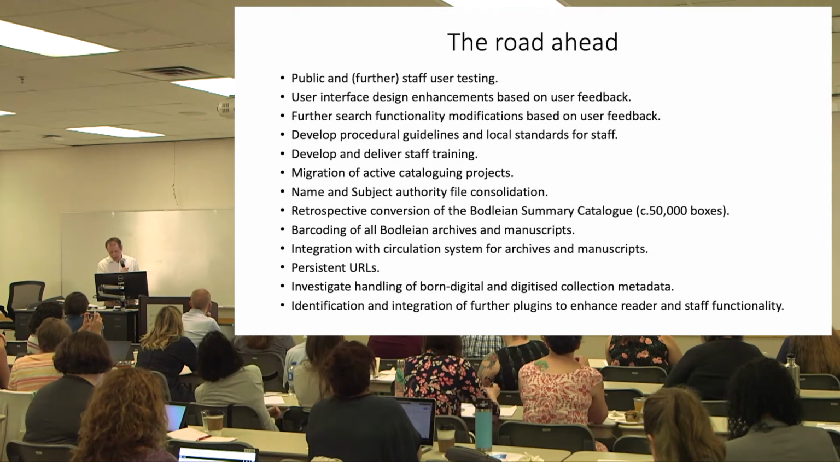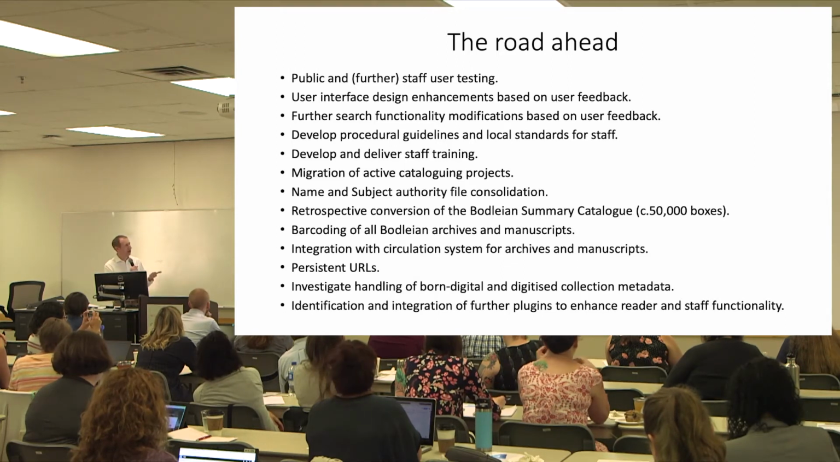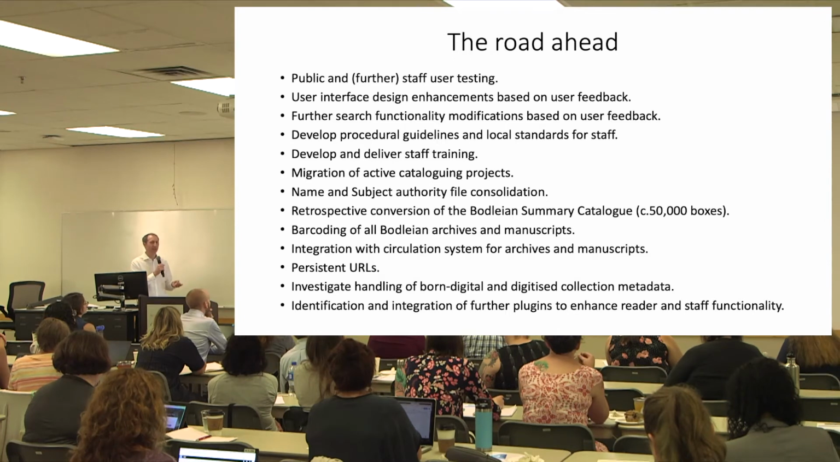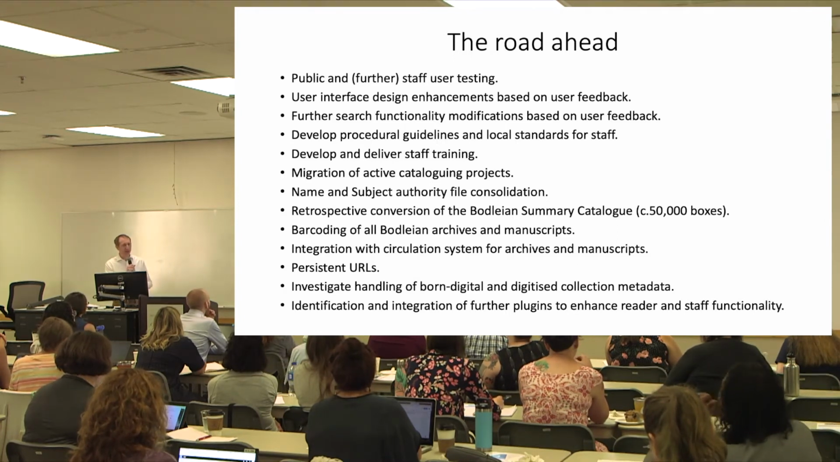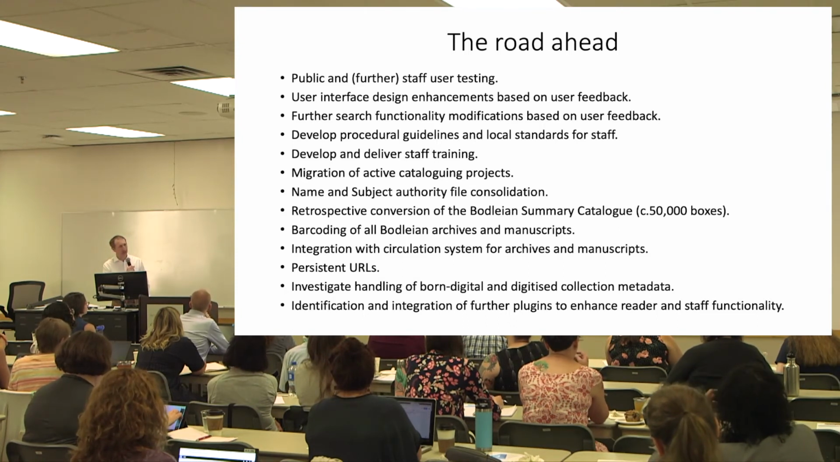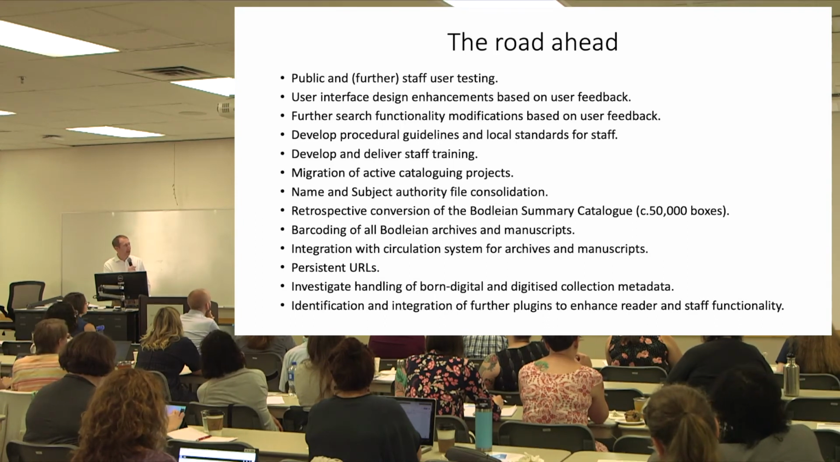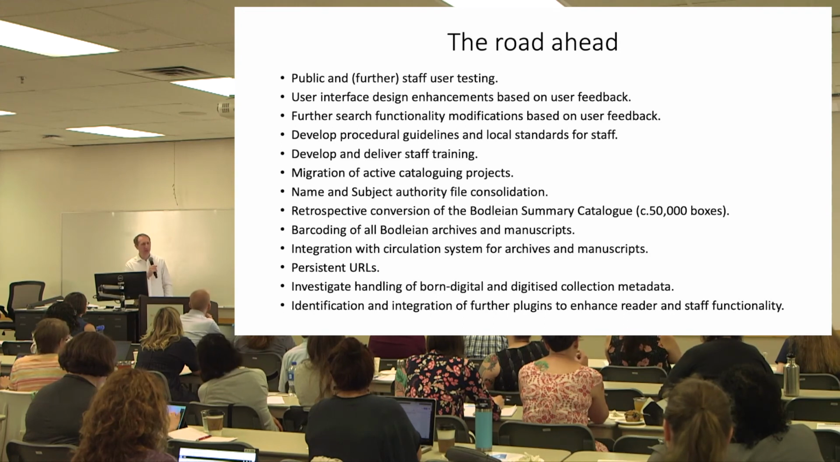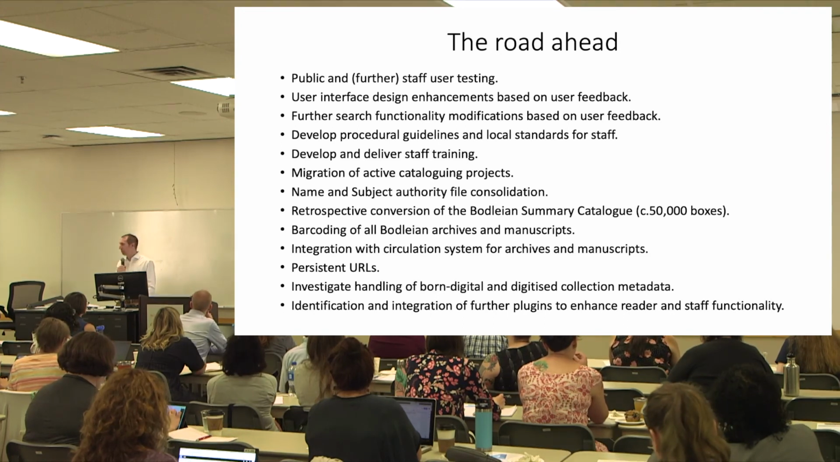We're about to undertake two big projects. One is barcoding all our archives and manuscripts, which is a big project. And we're going to be converting the Bodleian summary catalogue, which is everything we acquired 1602 to 1976, which is about 50,000 boxes of material being added to ArchivesSpace in the next 2 years. And we're also interested in persistent URLs, possibly using ARKs, and also looking at how we handle born digital and digitized content. Thank you very much.